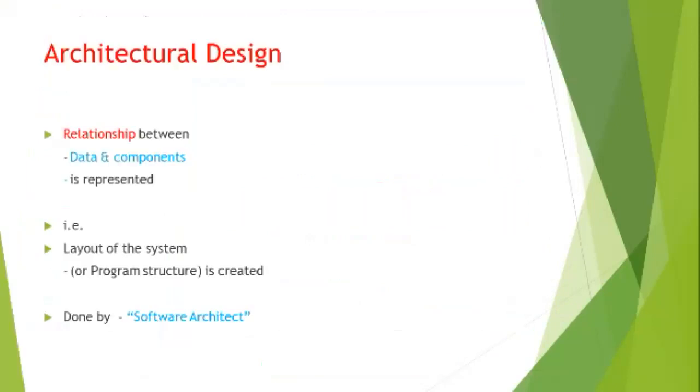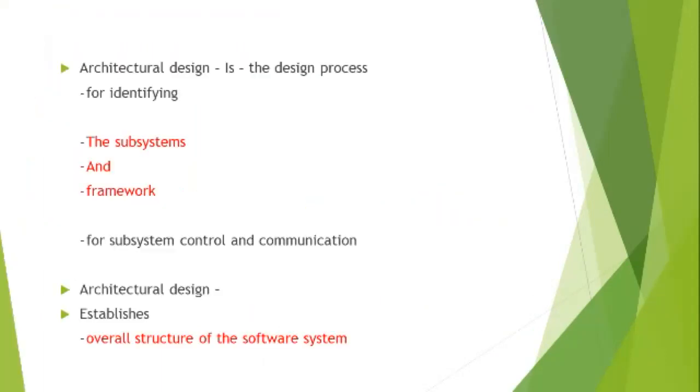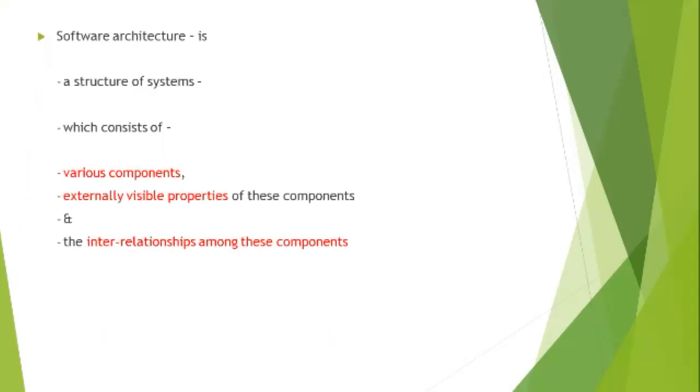In architectural design, the relationship between data and components is represented, that is, the layout of the system or program structure is created by software architecture. The architectural design is the design process for identifying the subsystems and framework. For subsystem control and communication, architectural design establishes the overall structure of the software system.